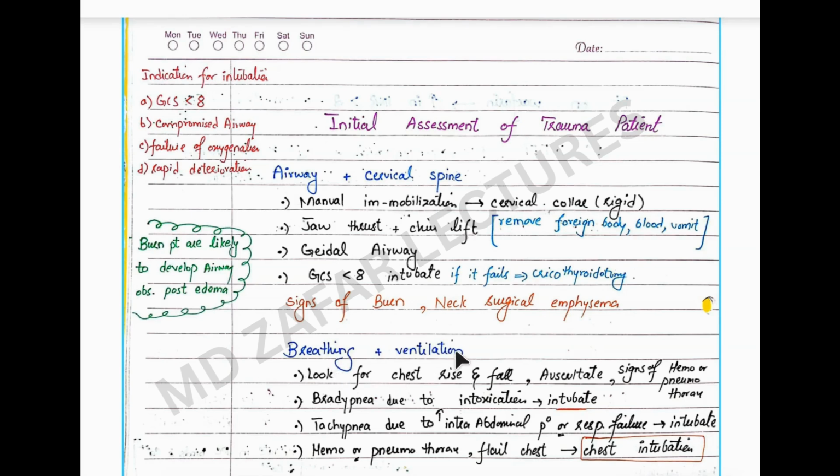Then we have breathing and ventilation. In this, we will look for the chest rise and fall, auscultate for hemopneumothorax, and there could be bradypnea due to intoxication. In that case, we have to intubate the patient. If there is tachypnea, which can result from increased intra-abdominal pressure or respiratory failure, then again, we have to intubate the patient. In case of hemothorax, pneumothorax or flail chest, intubation is the treatment option.